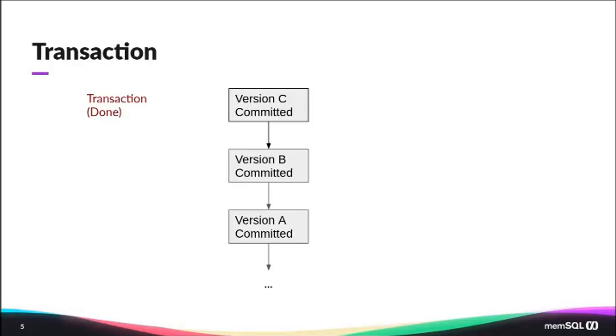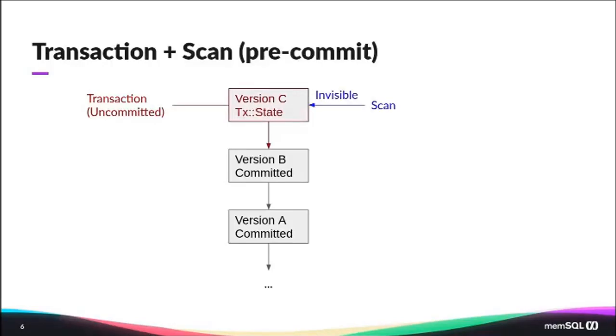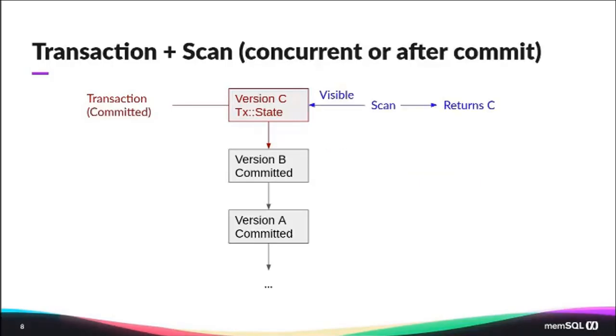If we have a scan running at the same time as this transaction, it depends on when the scan hits the list. If it hits before the transaction commits, it reads the version state, sees that it's a pointer to the transaction, and reads the transaction state, which is uncommitted. And because it's uncommitted, that row is invisible to the scan. So it reads the previous version of the row. And in this case, it's visible, and the scan can see it and returns that version of the row. And at this point, it doesn't matter what the transaction's state is or what version C's state is, because the scan has already skipped it.